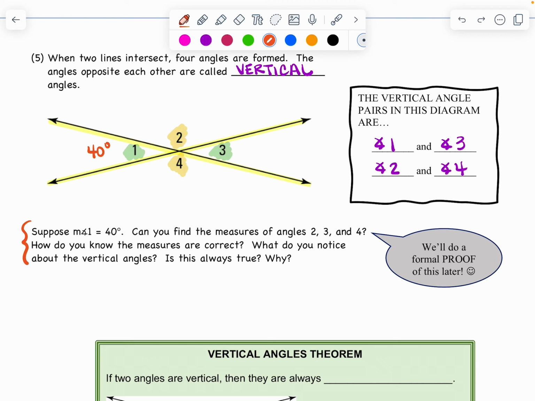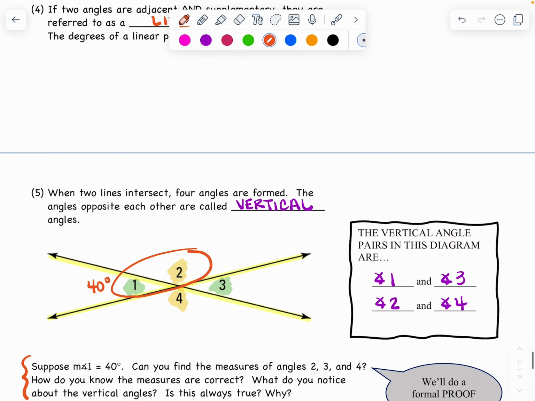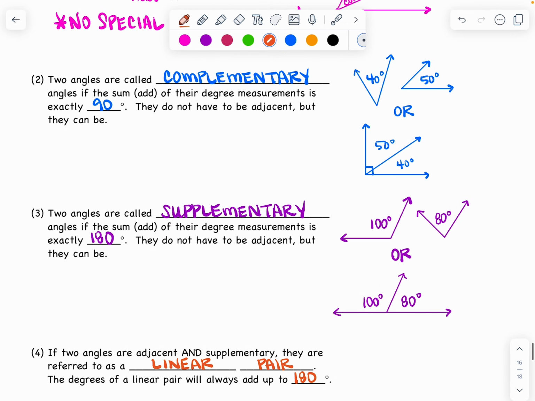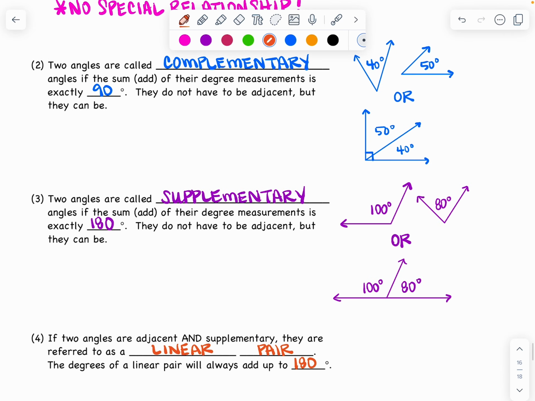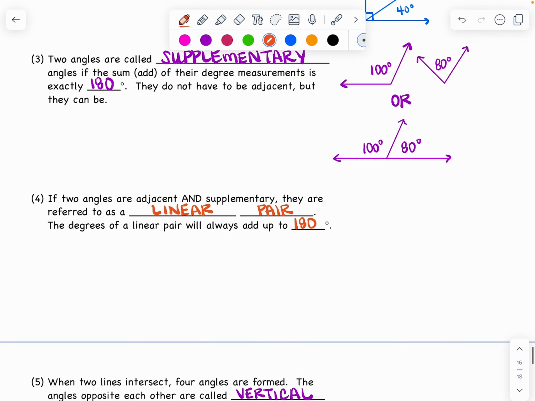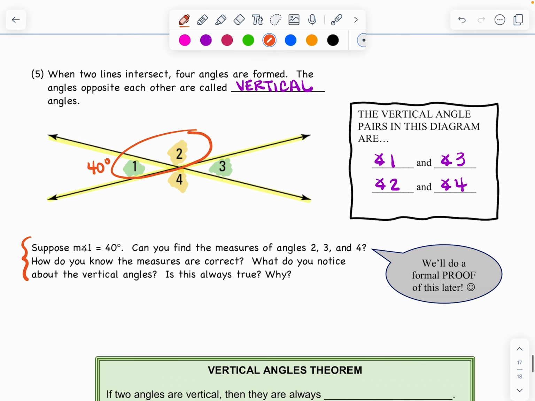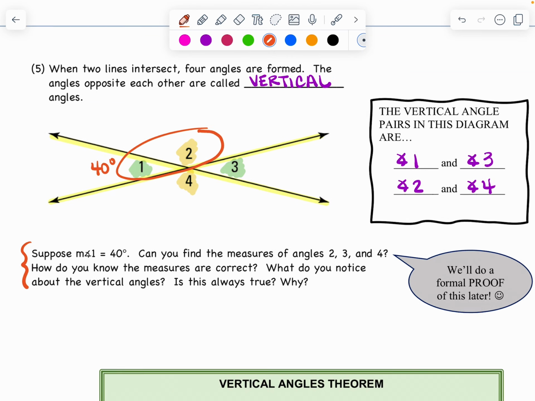All right, so I'm going to look at angle 2. I want to look at the relationship between angle 1 and angle 2. We're going to go back here and ask, out of these 3, which relationship do we have? To be the most specific, we would call that a linear pair, because the 2 angles form a line.